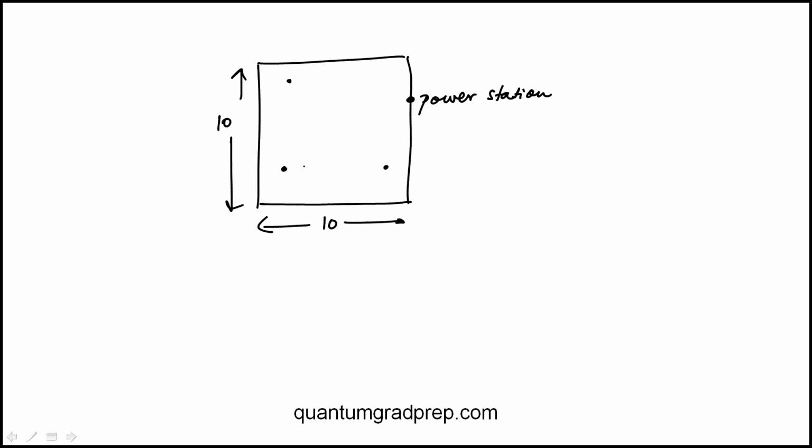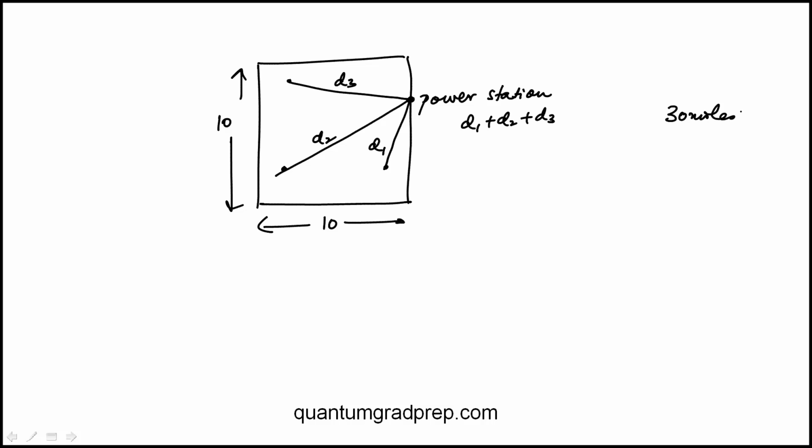Question: the sum of the distances from the power station to each of the substations. So for example, D1, D2, D3. So quantity 1 is D1 plus D2 plus D3. And how does that compare with 30 miles?